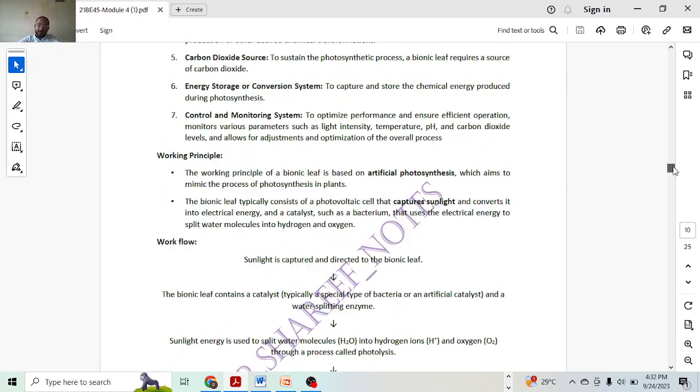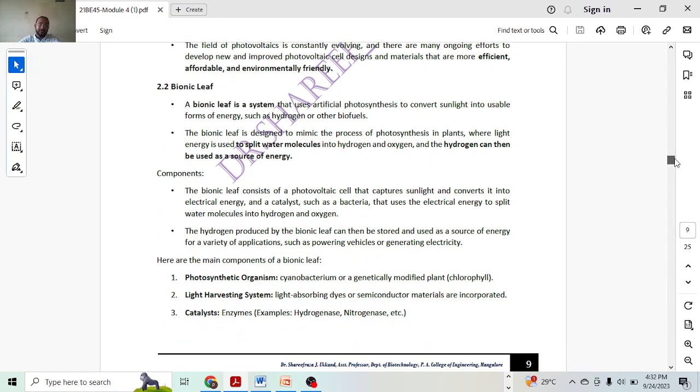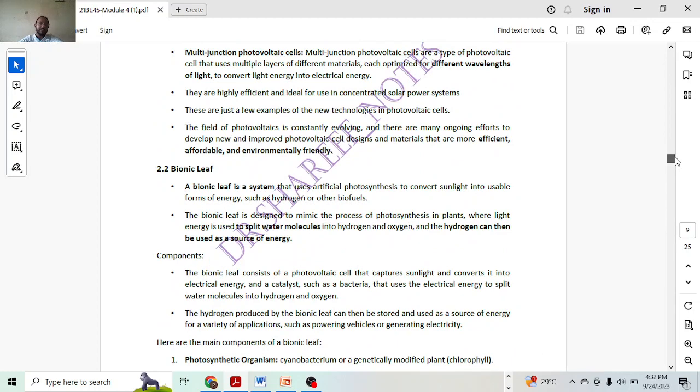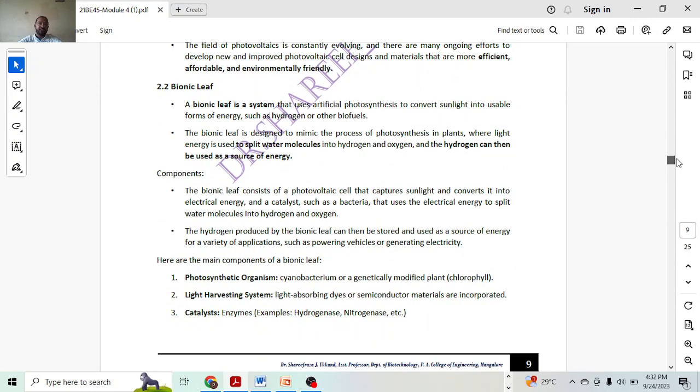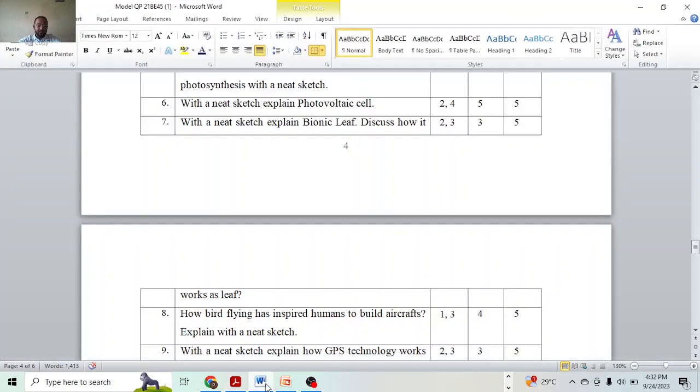You don't have to read all these things. Define the bionic leaf. If it asks for 10 marks, you write everything that is given in the notes. But if it is asked for 5 marks, try to reduce. Where you can reduce is the bionic leaf definition, where the 2 points will carry 1 mark. Let's read the question once again: discuss how it works as a leaf. So you have 2 marks for the first half of the question, with a neat sketch 1 mark and explanation of the bionic leaf, and the other half will get 3 marks, because here it says discuss.